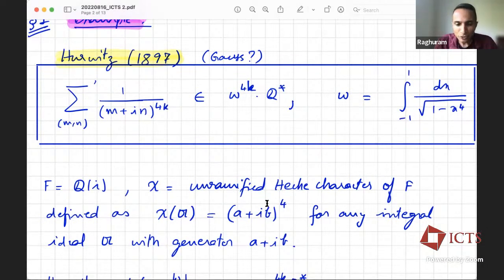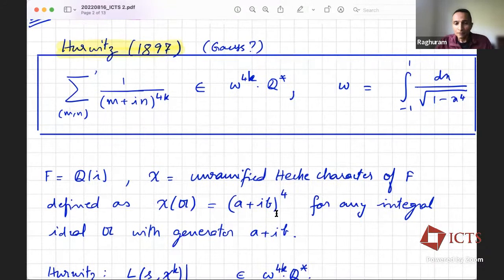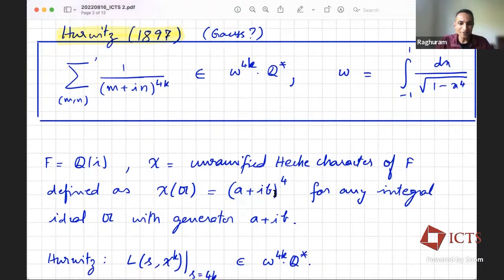Oh, could someone let me know if you can see my cursor moving on the screen? Right now it's on a plus ib to the 4. Yes, we can see it. Okay, thank you. A thicker one would be better, and I have to figure out how to make a thicker one. Okay, I won't worry about it now. If anyone knows the quickest hack to make this cursor thicker, okay, never mind.